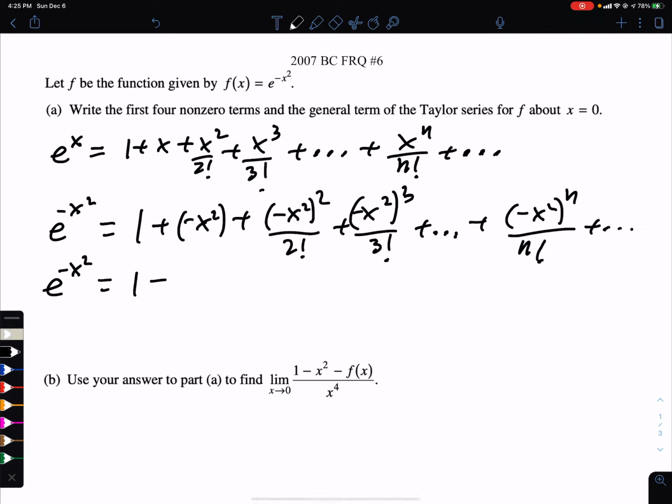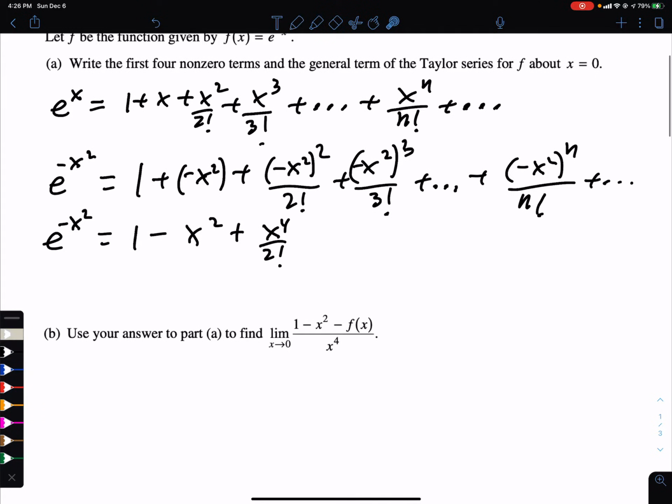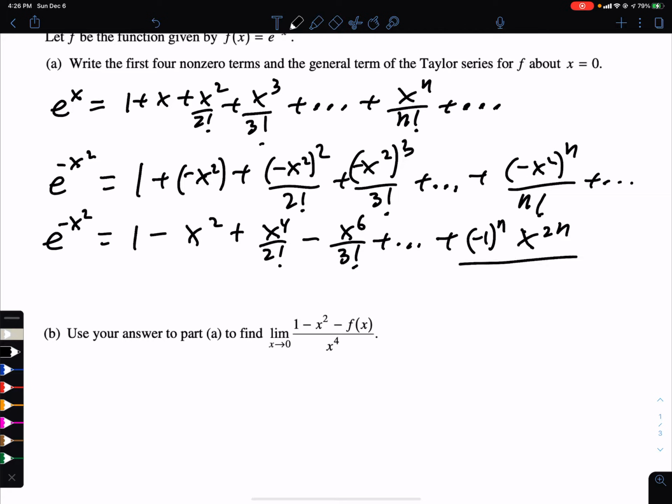And it's just a matter of simplifying. So the even power makes this plus. That's why I have a plus there. And x squared squared is x to the 4th. So simply that. And then the next one, this is an odd power, so we're going to get a negative. And it's going to be x to the 6th. And then it's negative 1 to the n times x to the 2n over n factorial plus dot, dot, dot.